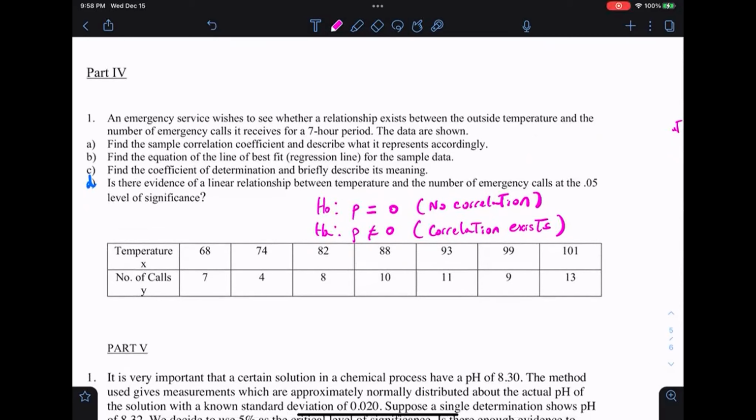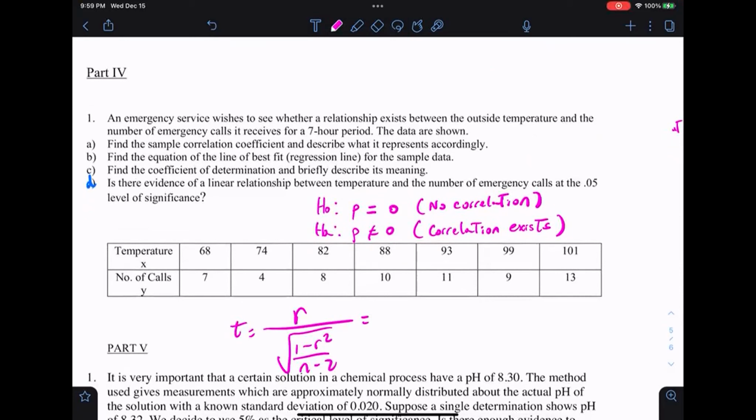Tomorrow when you come to the test, you're going to need some formulas, okay? So this is going to be R times the square root of (n minus 2) over (1 minus R squared). This is for the t-test, okay? And you need to bring your formulas or a cheat sheet for tomorrow. So please don't tell me tomorrow that you forgot the cheat sheet.